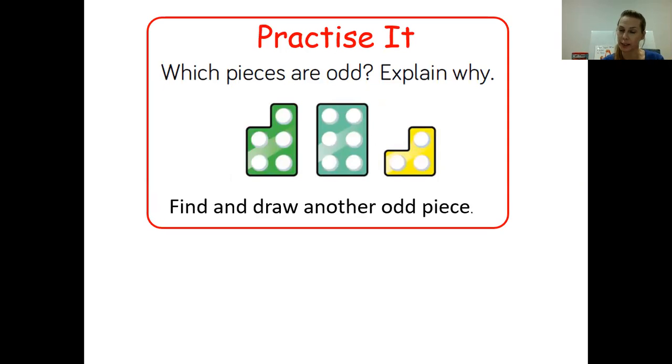Okay, so I know you don't have Numicon at home, but you could have a look back at the previous slides to see the different shape Numicon. So it says here, which pieces are odd? Explain why. So we've got this one, and we've got a 5, we've got a 6, and we've got a 3. You need to tell me out of those, which ones are odd and why you know they're odd. So pause the video and have a little chat to your adult.